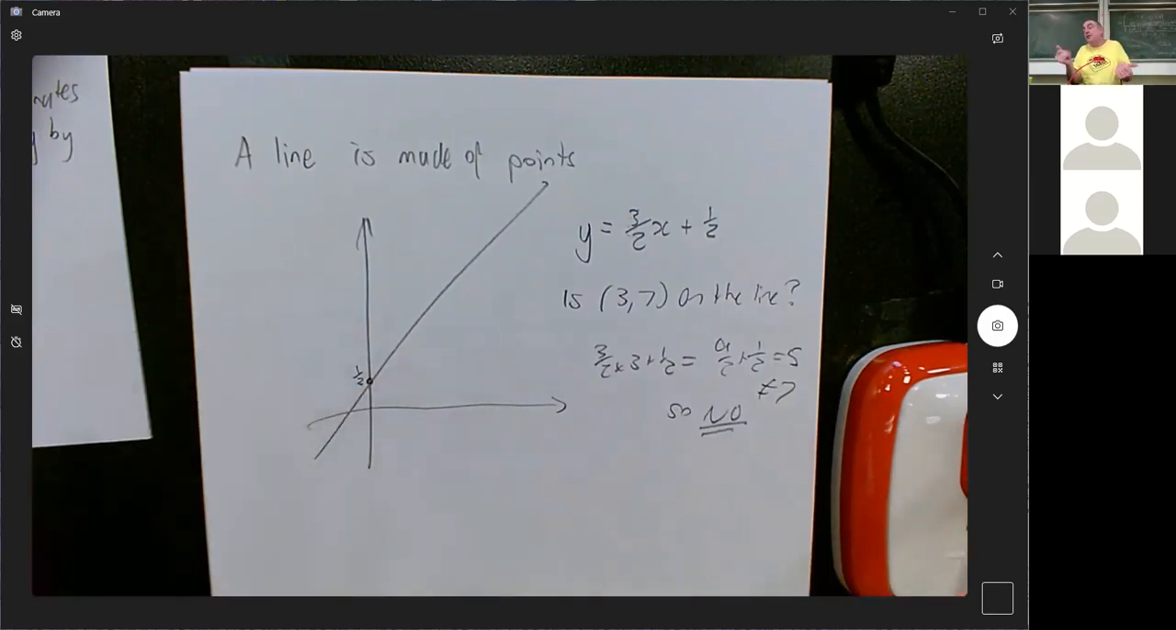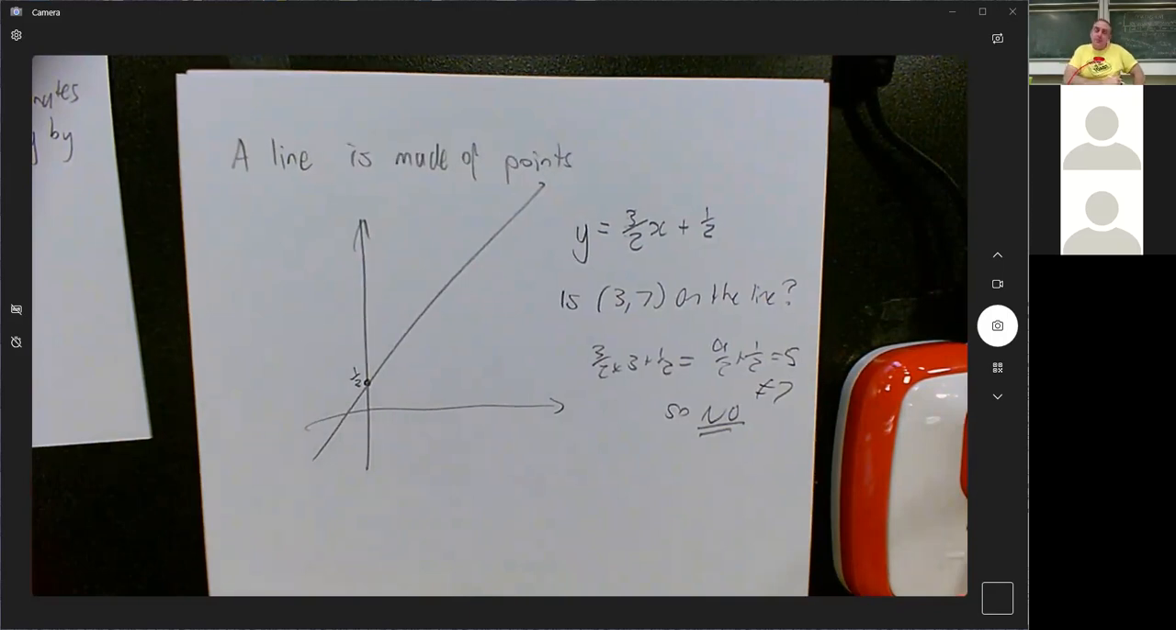That's one of the points of an equation. You sub the coordinates of a point in, and if it works, then it's on the line. If it doesn't work, then it's not on the line. That is what an equation is for.